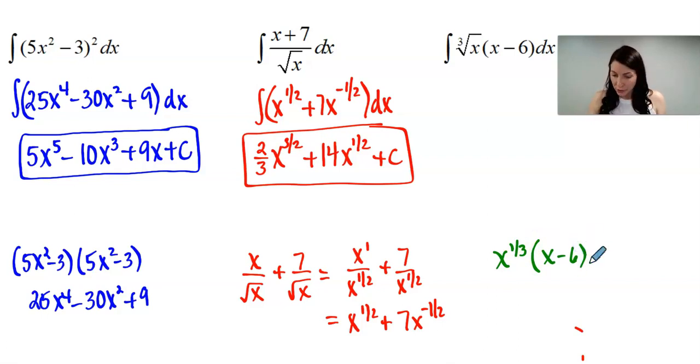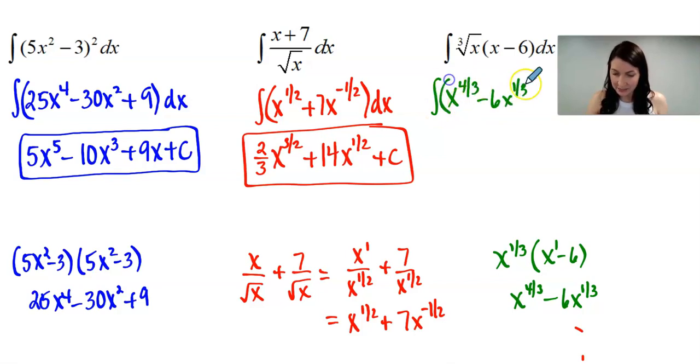Now I'm going to distribute the x to the 1/3. When I distribute it, I'm going to add those exponents. So this becomes x to the 4/3 minus 6x to the 1/3. And now I can rewrite my integral using a polynomial function. So I want to integrate x to the 4/3 minus 6x to the 1/3 dx. And look at that, now I can use the power rule for integration.